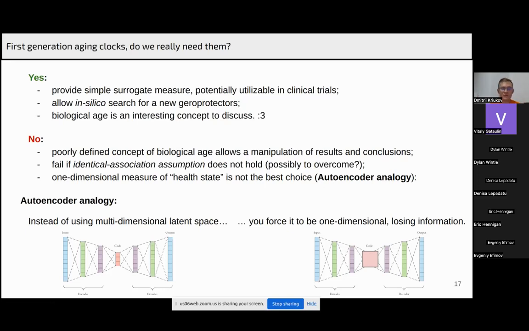Instead, you may describe your aging with a set of parameters, with a set of biological age variables. And this would be a biological age vector, like this. So instead of using a multidimensional latent space, you force it to be one dimension. And this leads to loss of information.